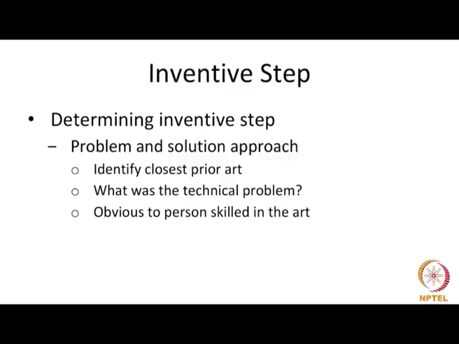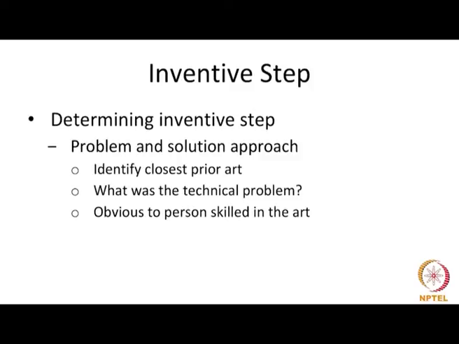Now, there are 3 stages in the problem solution approach. The first stage, what are we doing in a problem solution approach? We are trying to determine whether an invention involves an inventive step. So, there is an invention which is disclosed in a patent application, which is filed along with a complete specification. So, we have a claim which discloses an invention. Now, we want to ascertain whether this claim stands clear of an inventive step analysis. One of the approaches, and this is predominantly followed by the European Patent Office, is the problem solution approach.